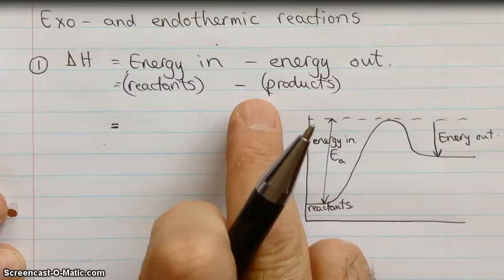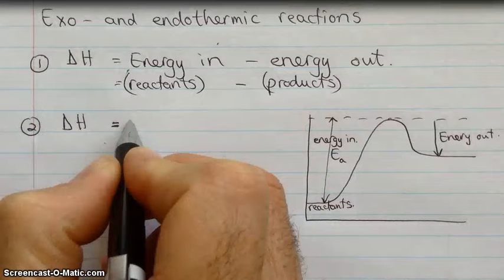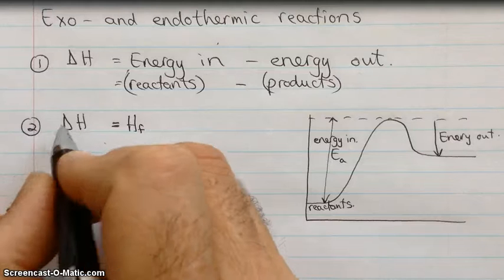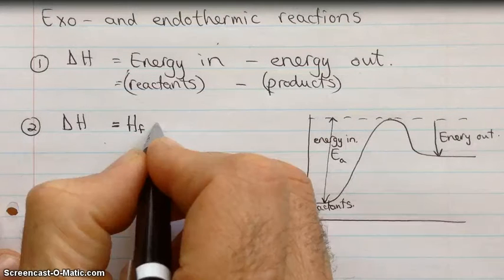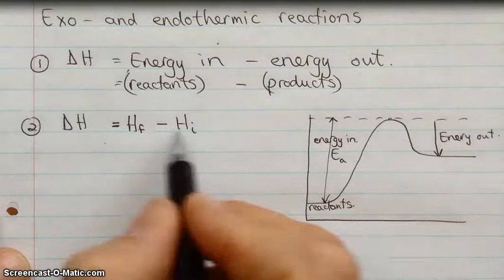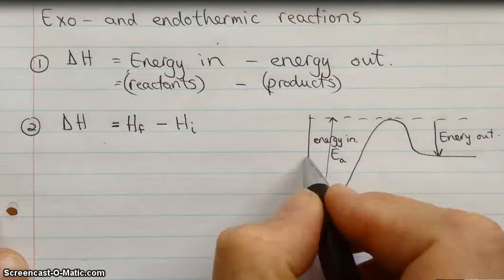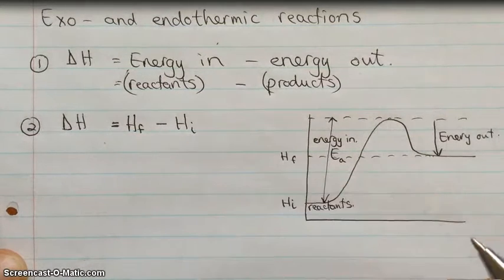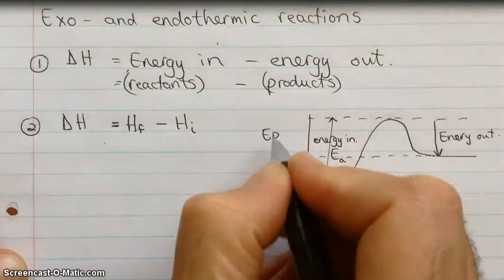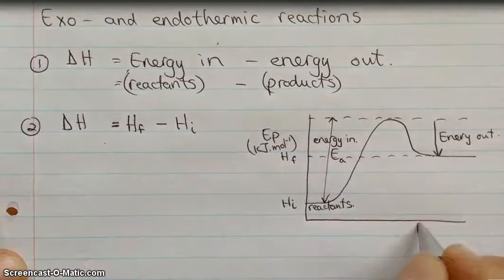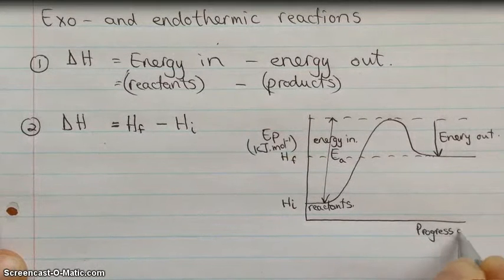The other method will be where you say delta H is your final heat of the reaction, your enthalpy change. Remember, enthalpy is about the energy absorbed and energy given off. So it's the final energy minus the initial energy, or the heat of the reaction, the final heat minus the initial heat, which is then read off here. This is your initial and that is your final. And remember, this is your potential energy that is measured in kilojoule per mole, and this is your progress of reaction.